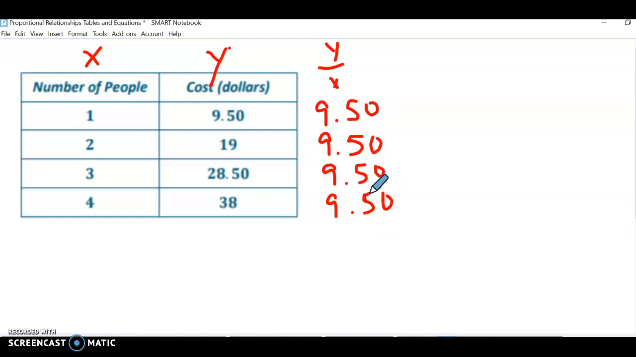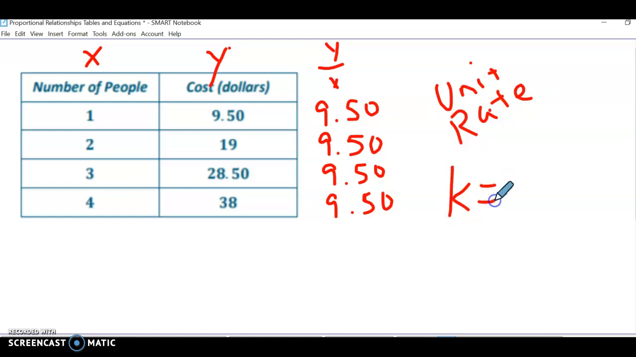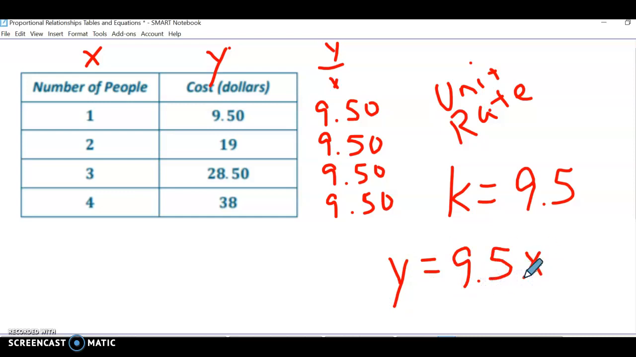And oh, by the way, we also just learned that is called a unit rate. Unit rate is the same as our constant of proportionality. Okay, so we can say this is definitely proportional. We can say k is equal to 9.5. And from that, we can write our equation: y, the value of y, is always equal to 9.5 times x. And in common words, we would say the total price of tickets, total number of dollars, is equal to $9.50 times however many people there are buying tickets.